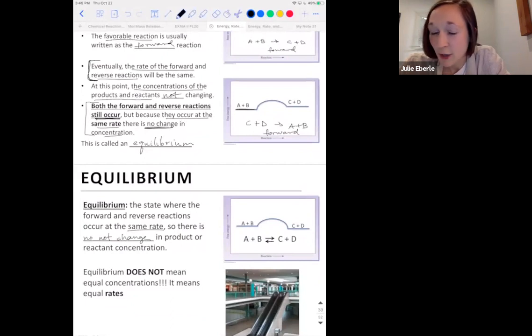To introduce this analogy, though, we'll talk about escalators. Anybody seen the movie Buddy the Elf? I always love the escalator scene.